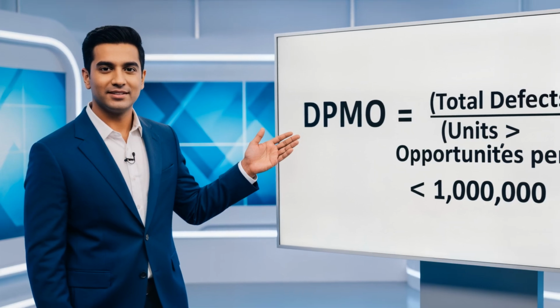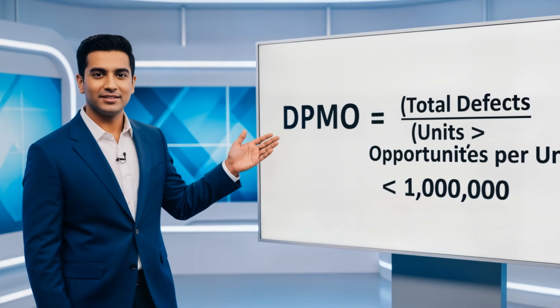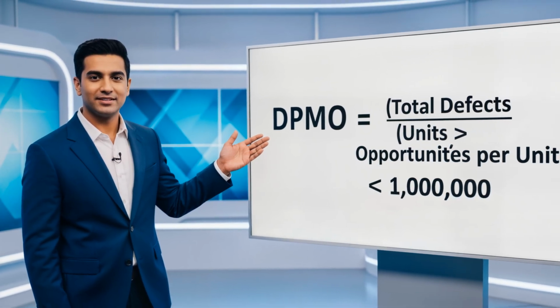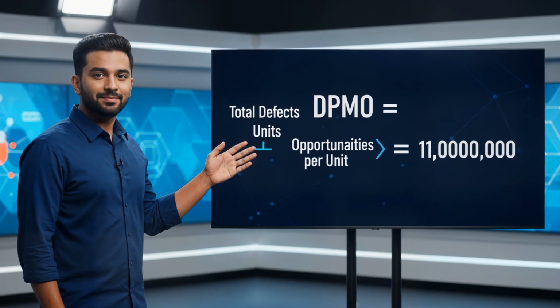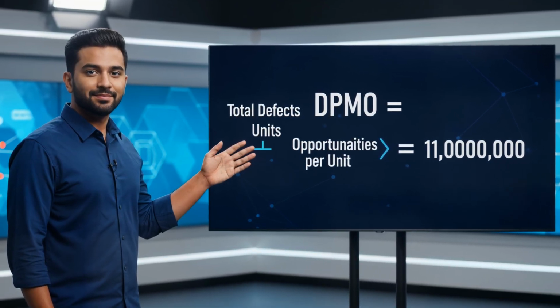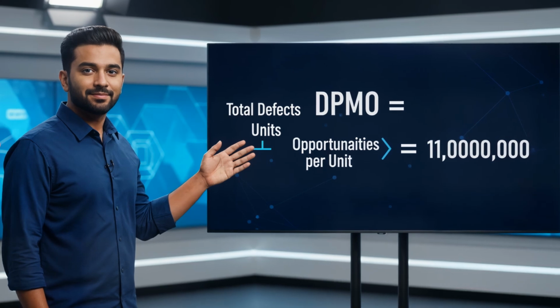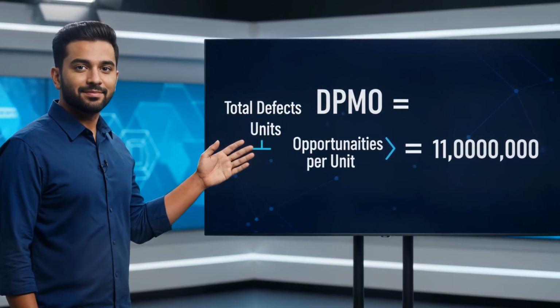Now that we know what DPMO is, let's roll up our sleeves and learn how to calculate it. The formula might look a bit intimidating at first, but don't worry, we'll break it down. Here it is. DPMO equals total defects divided by units times opportunities per unit, all multiplied by 1 million. That's a mouthful, right? But let's walk through it step by step.